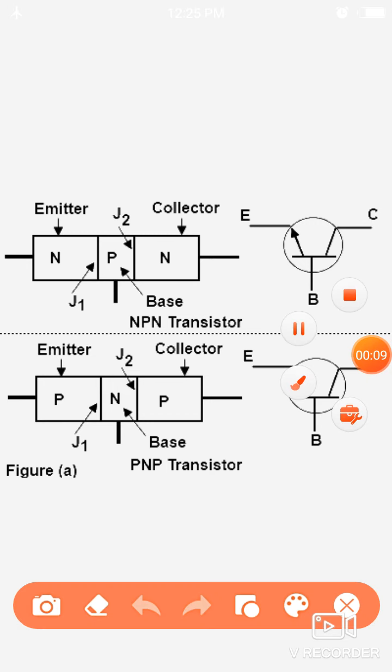What is a transistor? The word transistor is made from "transfer of resistor", which means that the transistor can change or control the flow of current in a circuit by transferring the value of a resistance.